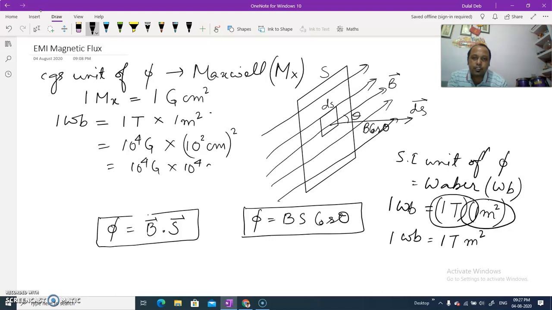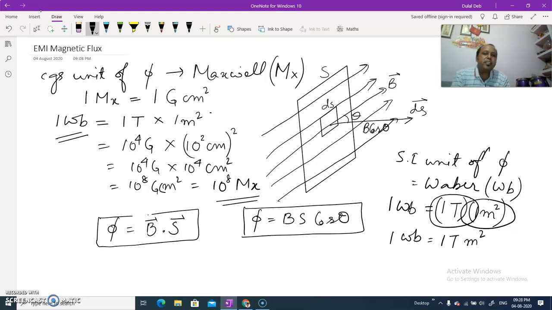power 4 centimeter square. So it is 10 raised to the power 8 Gauss centimeter square, and Gauss centimeter square is Maxwell. So 10 raised to the power 8 Maxwell. So what we can write here, 1 Weber is equal to 10 raised to the power 8 Maxwell. This is the relation between the SI and the CGS unit. So I hope this is very clear to you.